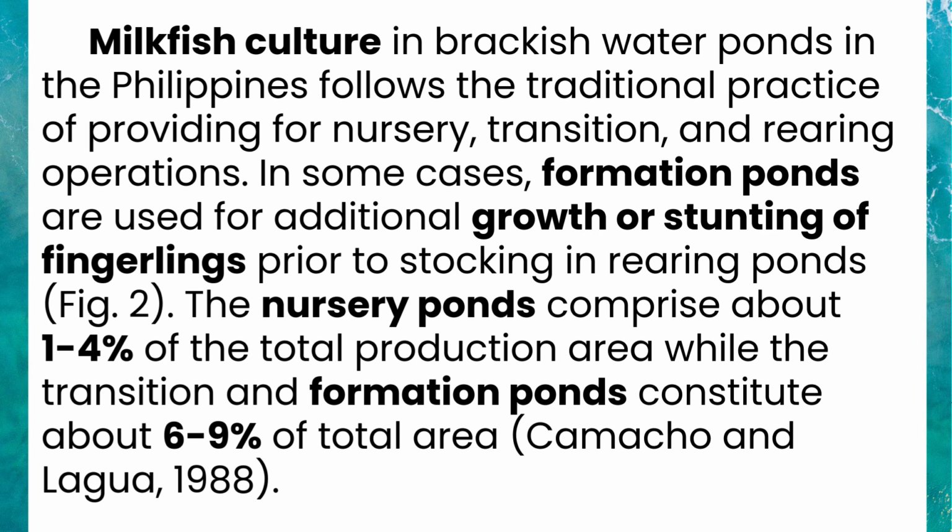Milkfish culture in brackish water ponds in the Philippines follows the traditional practice of providing for nursery, transition, and rearing operations. In some cases, formation ponds are used for additional growth or stunting of fingerlings prior to stocking and rearing ponds, Fig. 2. The nursery ponds comprise about 1 to 4% of the total production area while the transition and formation ponds constitute about 6 to 9% of total area, Camacho and Lagua, 1988.